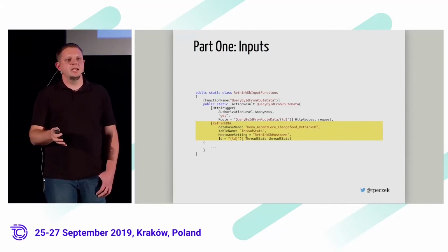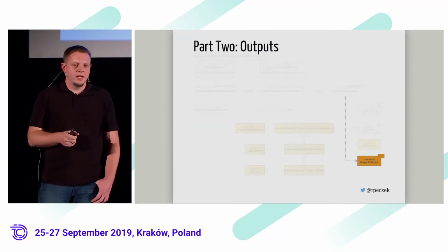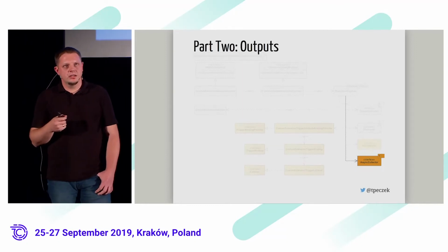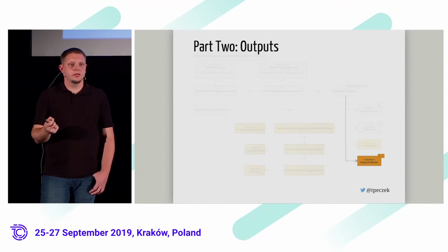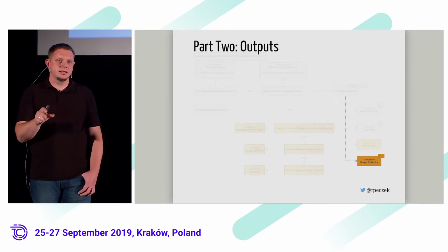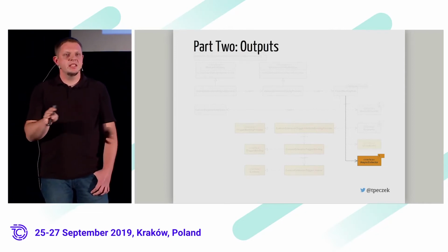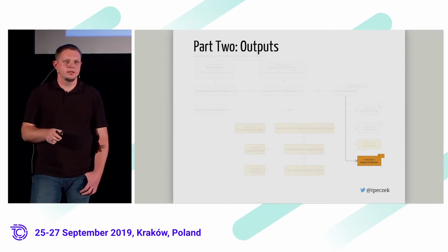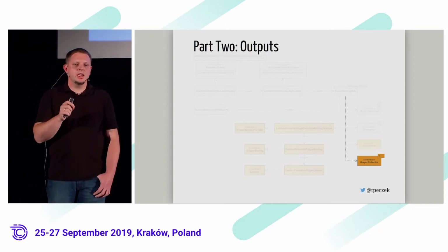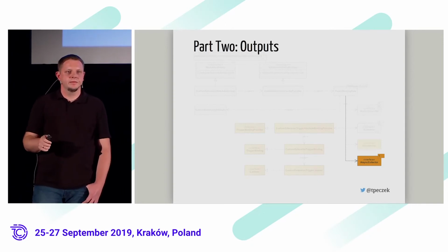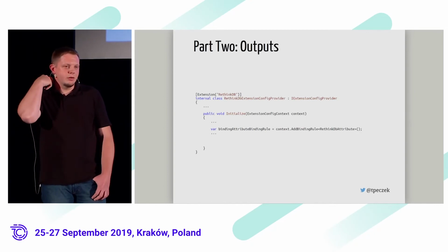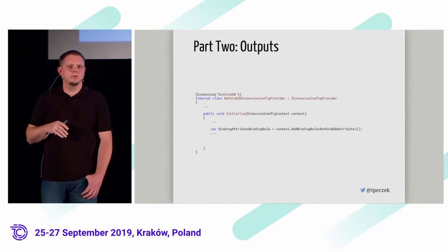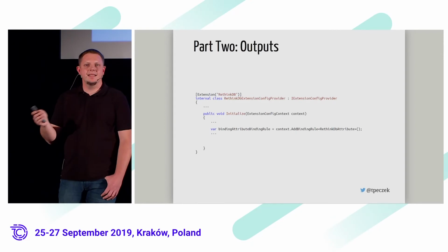How to produce data out of your functions? Well, outputs are logically very similar to inputs. They have the same concepts inside. The implementation is a little bit different. The key concept here is a collector. So whenever you are creating an output, you need to create a relation between your attribute and the collector.